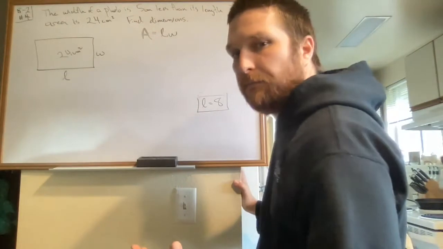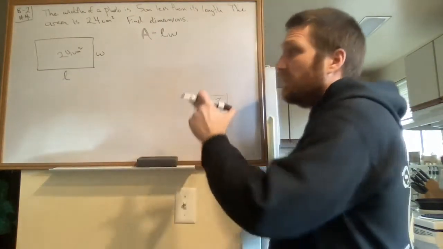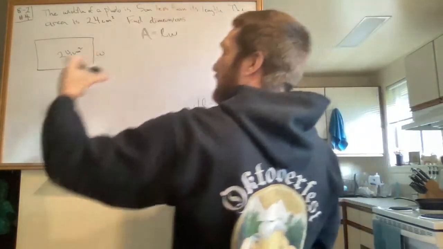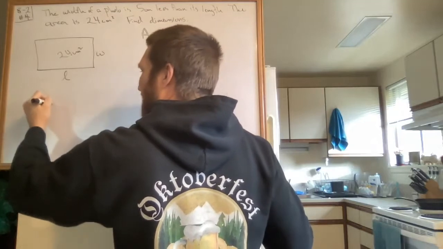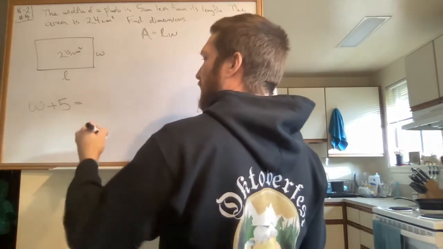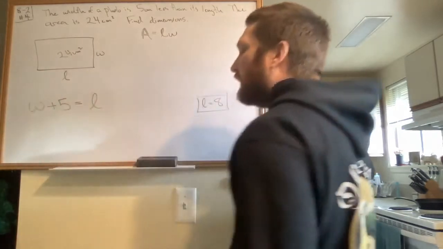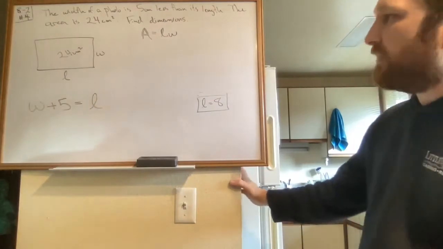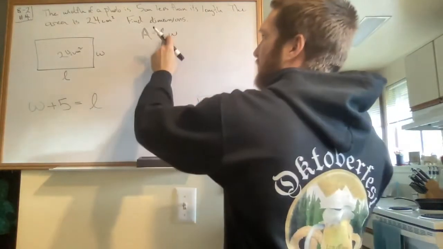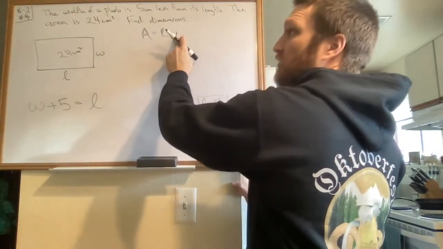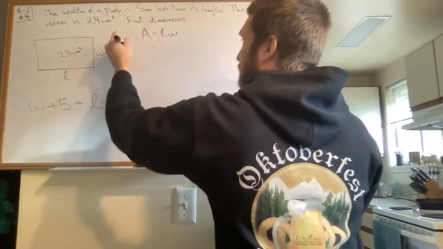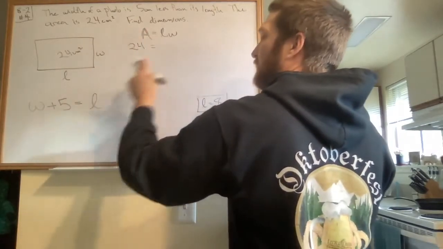What if you had done that, right? Because it's true. If the width is 5 centimeters less than its length, then if you took the width and added 5 to it, you should end up with the length. And if you had done that, then you would have gone along and said, okay, I could substitute for L instead of substituting for W, and say that the area, which we know is 24, is equal to L times W.